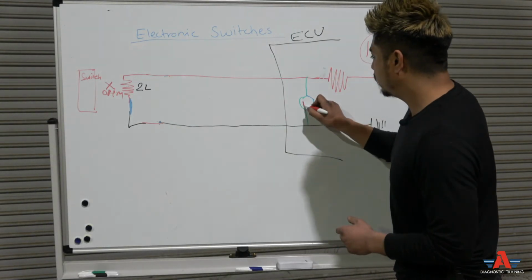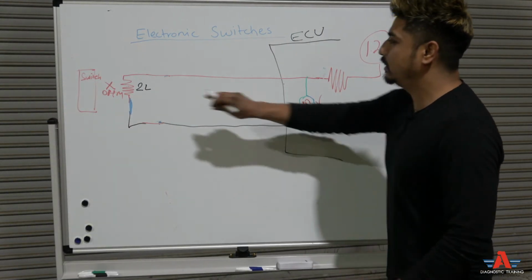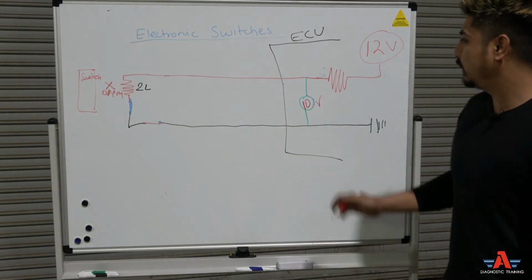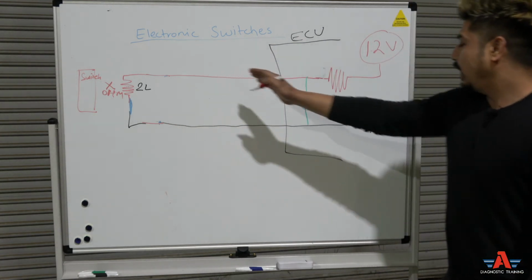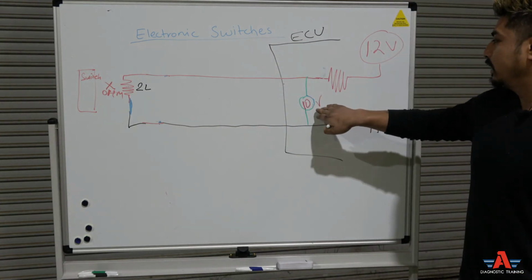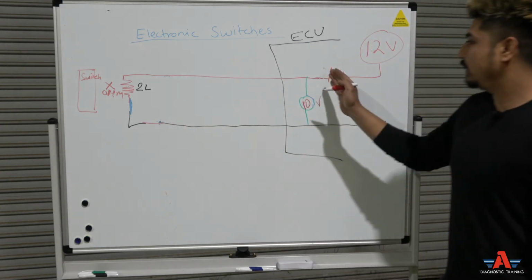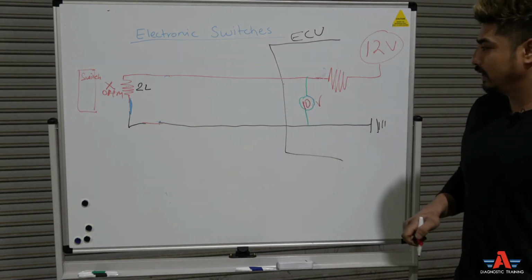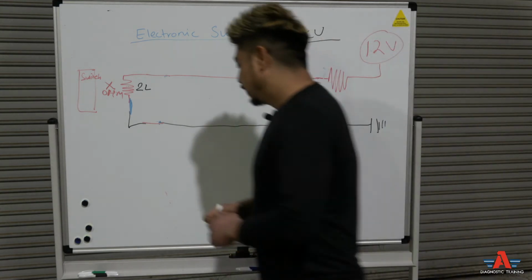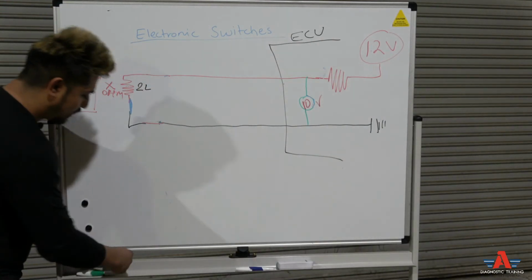So what is the computer going to see here? 10 volts, because these resistors dropped some voltage, and we are at 10 volts. So between the two resistors, it's going to have 10 volts.